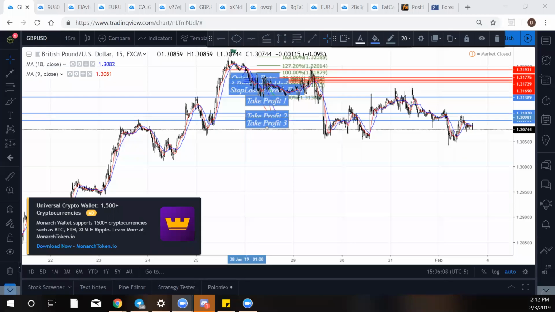On the computer. Awesome, awesome, awesome. Let's get it. Cool. All right, so we're back again, guys. You guys can see my screen, right? I am sharing my second screen on GBP USD.